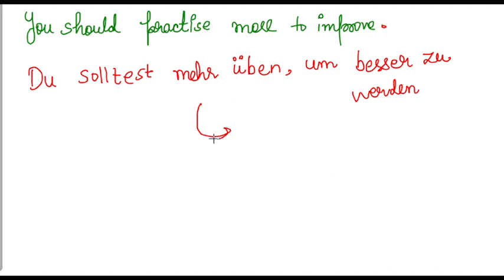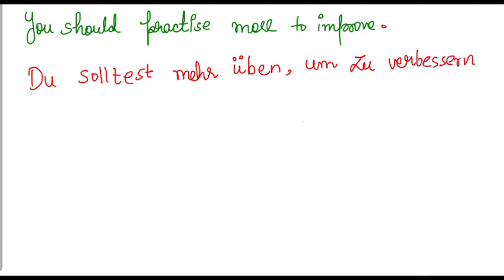Or you can also use the verb verbessern. So du solltest mehr üben, zu verbessern, in order to improve your German. So besser werden can be replaced here. In order to improve. So you can build some sort of examples.